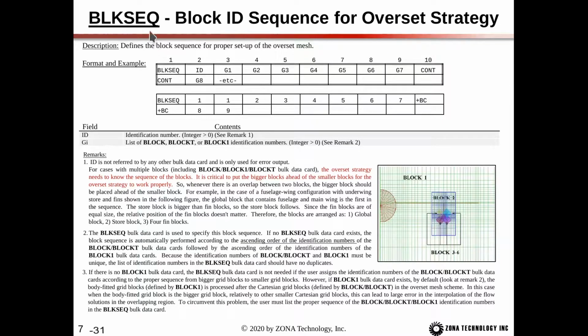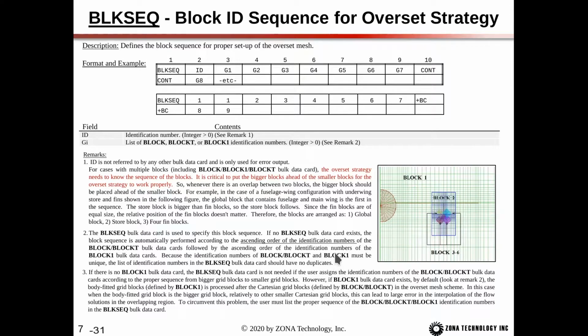So in this case, this block sequence card, G1 would be 1, G2 would be 2, G3 would be 3, and so on, because our ID numbers of our blocks follow this convention of the smaller numbers are the larger blocks. If you have all block cards, as we do in this example, the block sequence card actually may not be necessary, because ZEUS by default will just use the ID numbers of the blocks for the block sequence.